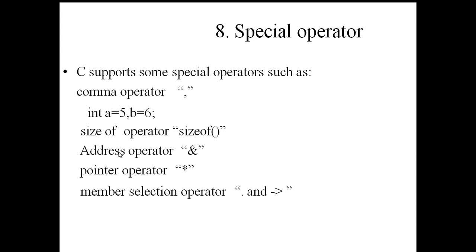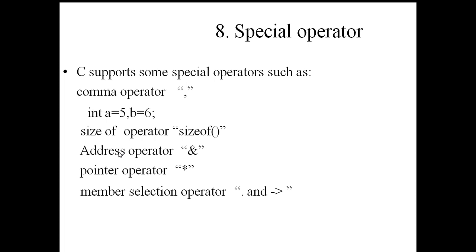And we have special operators in C. C also supports some special operators such as the comma operator, where a equal to 5 comma b equal to 6. So it is doing the purpose of separation of the variables, that is a equal to 5 and b equal to 6. So it is separating the two operands.